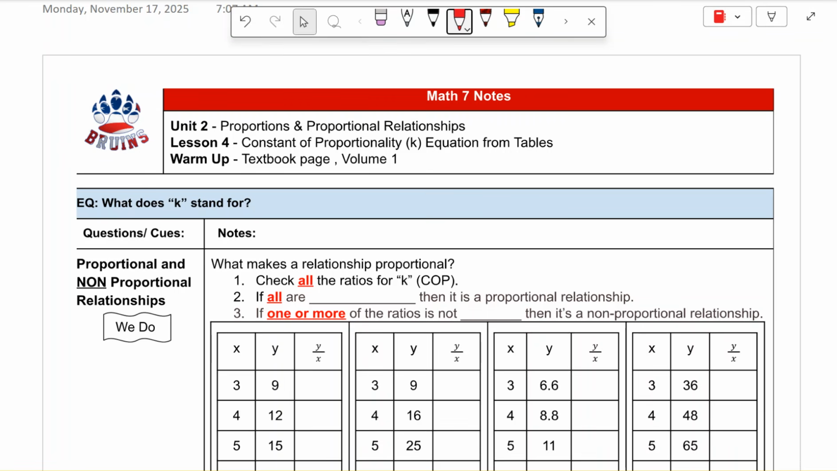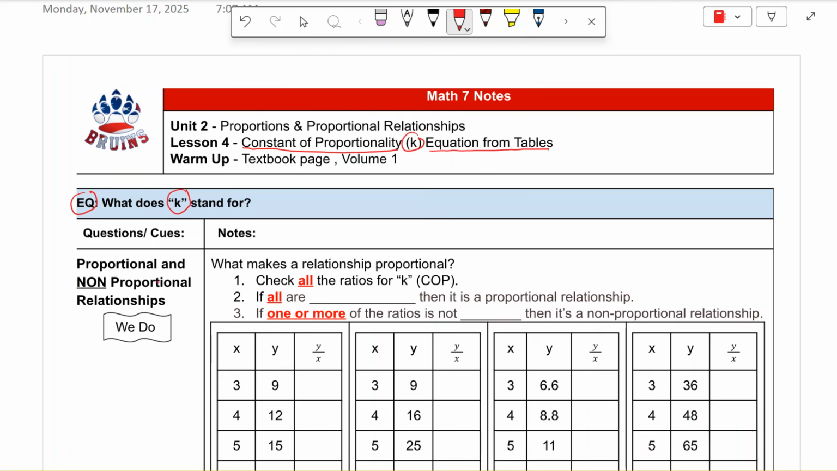Unit 2, Lesson 4. Today is all about constant of proportionality, which is the K, and equation from tables. So let's take a look at our essential question. What does K stand for? Now you probably already know from Lesson 2 in this unit, and this is a bit of a review, but we're going to go a little bit farther, make sure you understand what K is and how to find it.